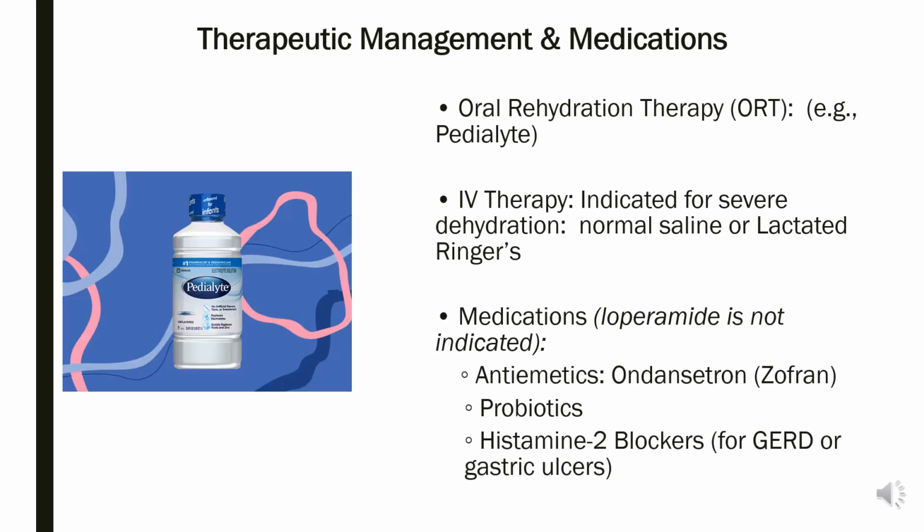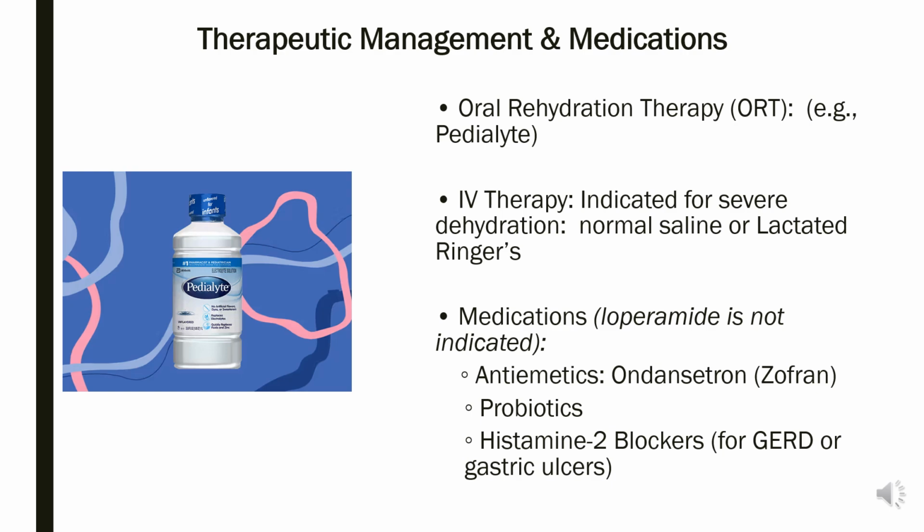Now let's talk about how we can manage dehydration in infants and the medications that may be used. The most appropriate initial treatment for mild to moderate dehydration is oral rehydration therapy, or ORT. Solutions like Pedialyte contain sodium, chloride, and potassium, which help replace both the fluids and electrolytes safely. The American Academy of Pediatrics, World Health Organization, and the CDC all agree this is the most appropriate management of dehydration. If dehydration is severe, IV therapy may be required, especially if the infant cannot tolerate PO.